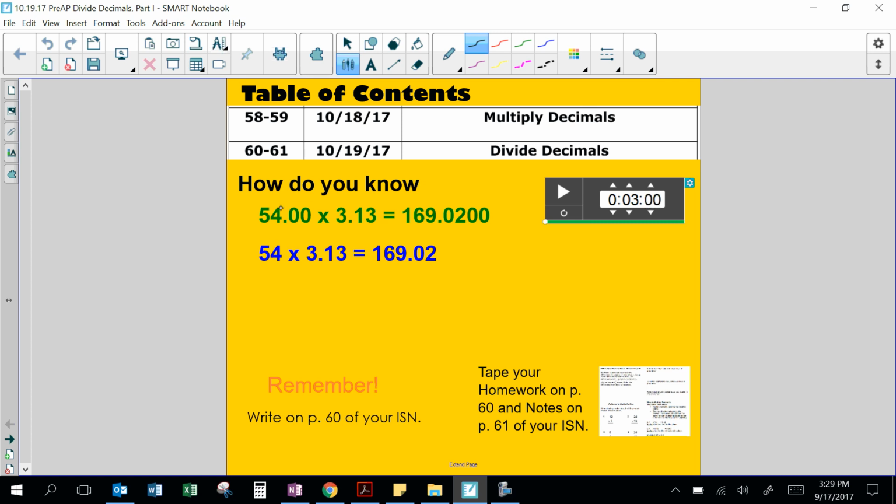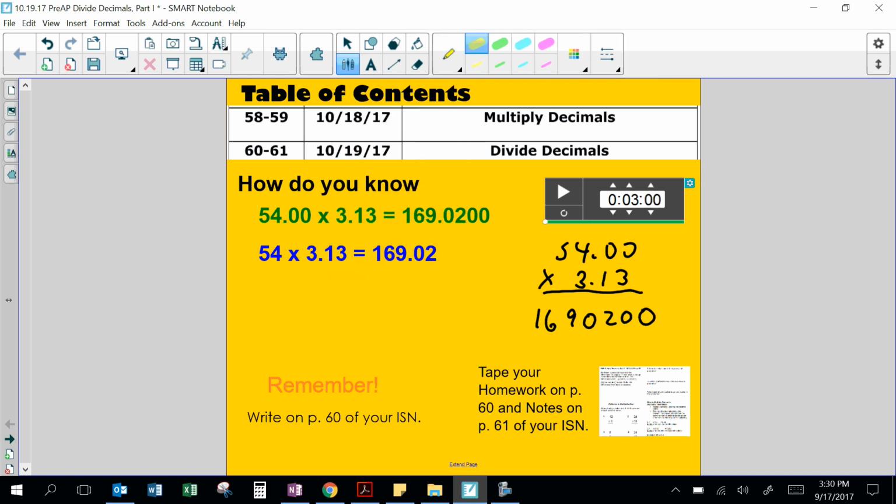54 whole is the same as saying 54 and 00 hundredths. And if I annex zeros right here, the products are the same. The reason why I did it this way is because we have students who prefer lining up the decimal point as such, and then multiplying accordingly. So to get the number 169.0200.